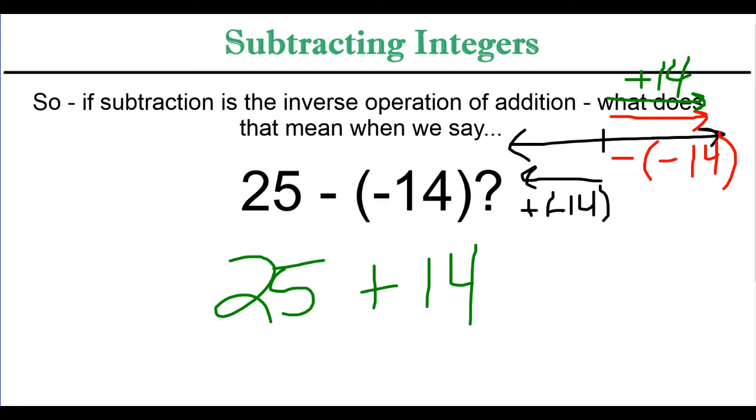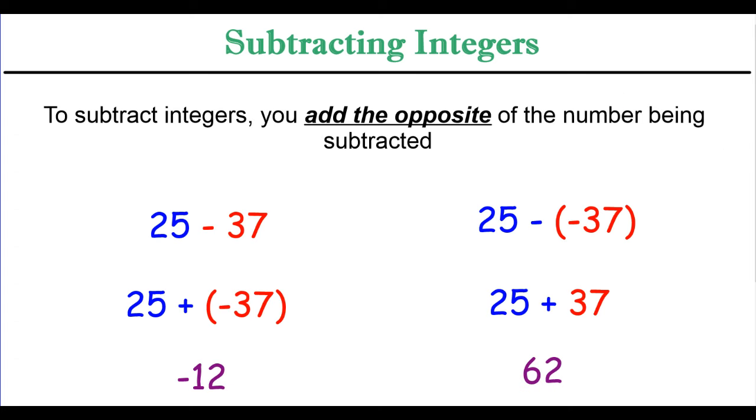And that is exactly what subtraction with negative numbers turns out to be. We are going to add the opposite of the number being subtracted. Now, in technical terms, the number being subtracted is called the subtrahend. You may not have heard that before. I know I've said it in class.